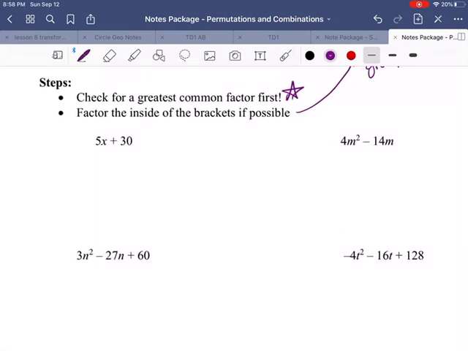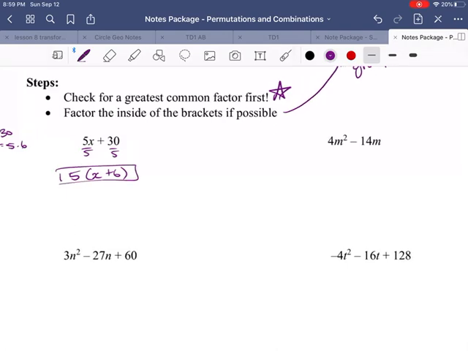All right, so the first one here, we've got to check GCF. Now 5 and 30, 5x and 30. Now 30 I know is the same as 5 times 6. So what I can really do here is divide each thing by 5, and I can remove 5, and I get 5 and x plus 6. Okay. So that's as far as I can go.